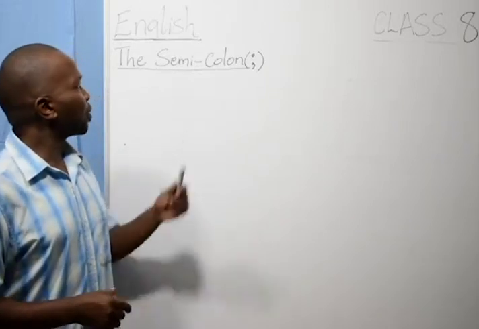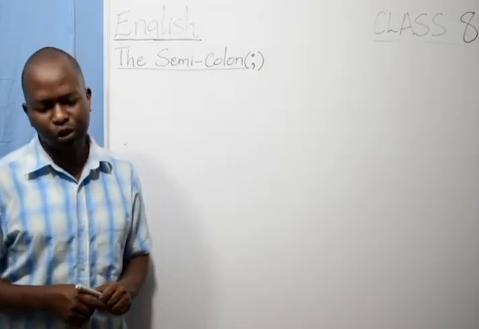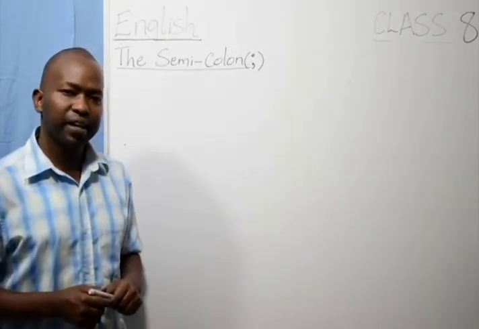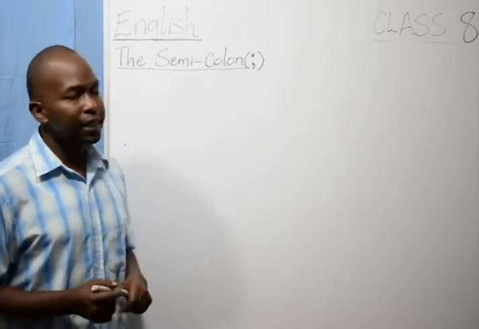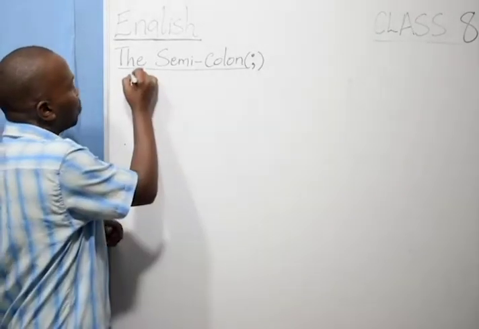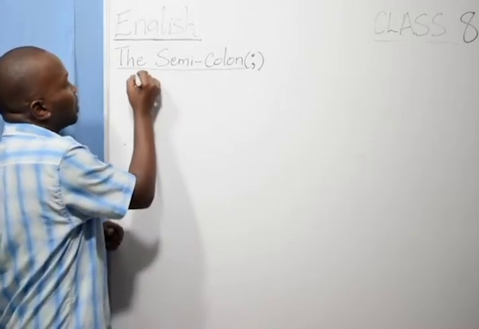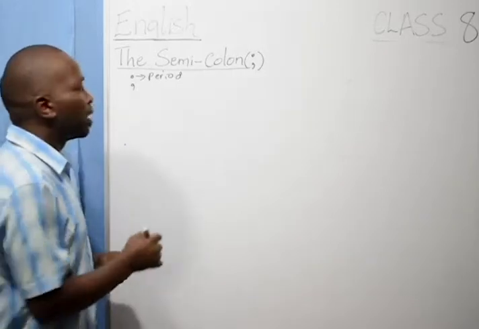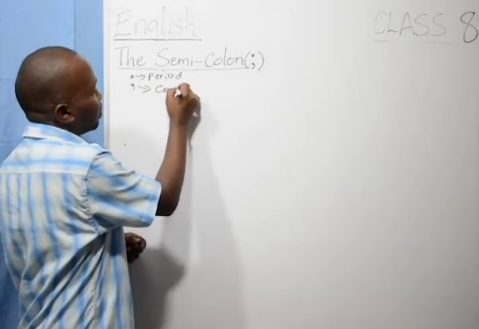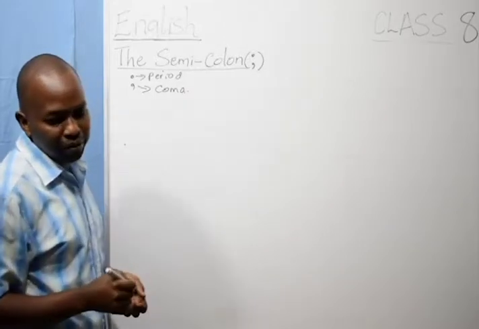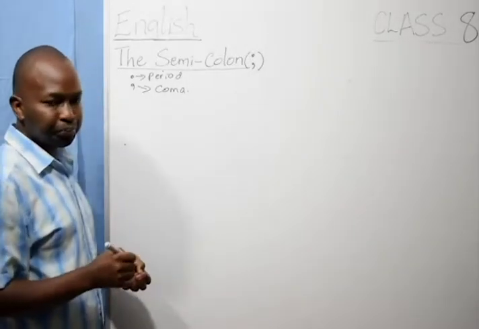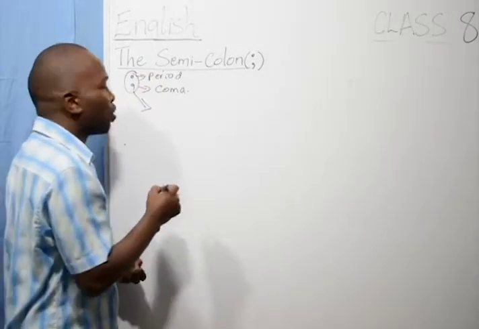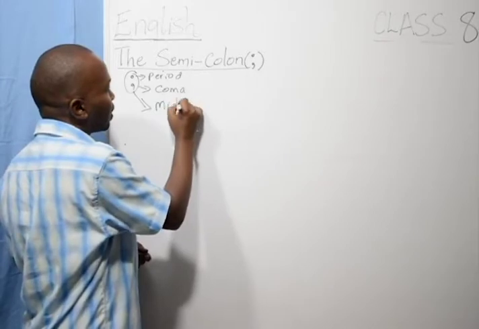Now today we're going to look at the use of the punctuation mark known as the semicolon. Now the semicolon, as you can see, looks like that. It is made of a period, also called a full stop, and a comma. This punctuation mark is an example of a middle punctuation mark.